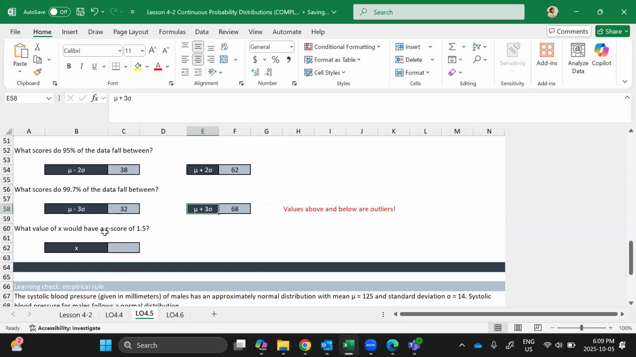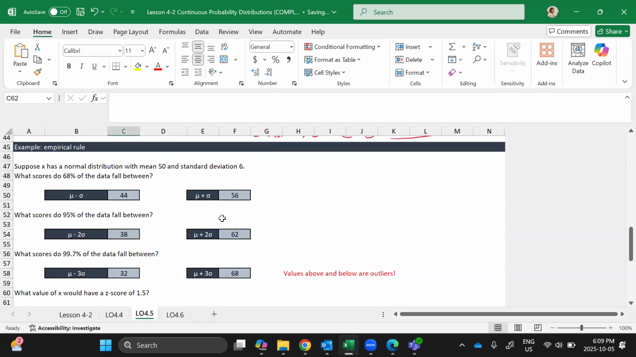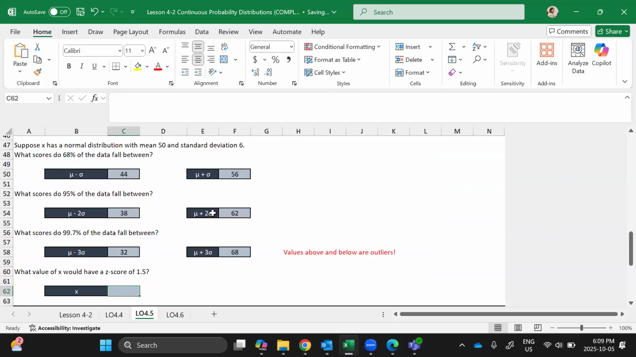Another question is in the opposite direction. What value of X would have a Z-score of 1.5? So basically it's asking you what number would be 1.5 standard deviations away from the mean. Because this is a positive 1.5 Z-score, all that means is you take the mean and add 1.5 times the standard deviation. That would be a Z-score of 1.5. So a value of 59 would have a Z-score of 1.5.